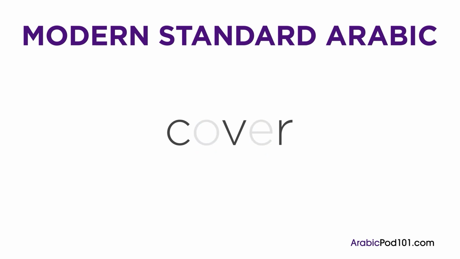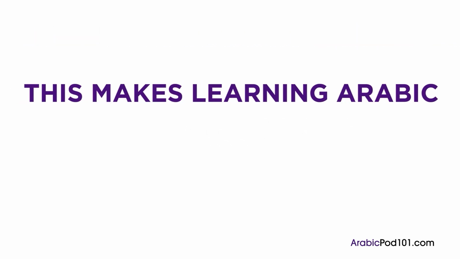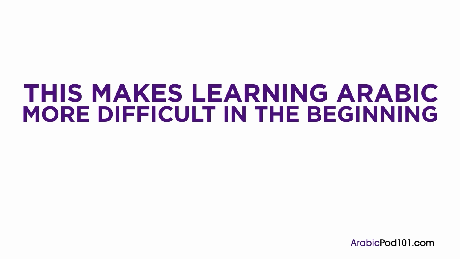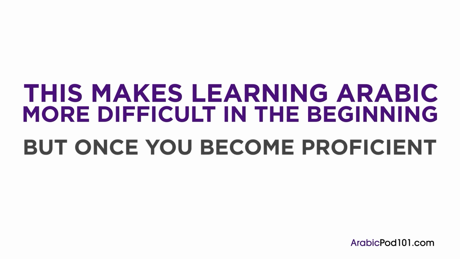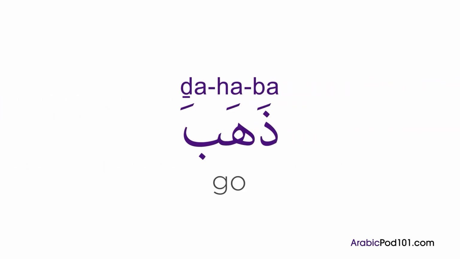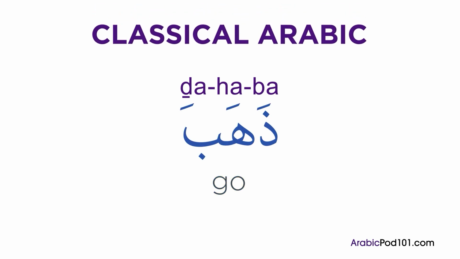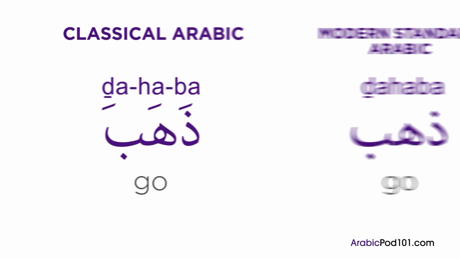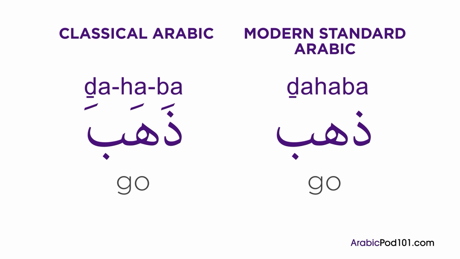It relies on you to fill in the gaps on your own to come up with the correct word based on context. This makes learning Arabic more difficult in the beginning, but once you become proficient, it will be like reading in shorthand. Let's see what it would look like in Arabic. Take the verb for go in Arabic. Classical Arabic will be written like this. Pronounced ذهب. Modern standard Arabic, however, would remove the vowels, so it would appear like this, and be pronounced ذهب.